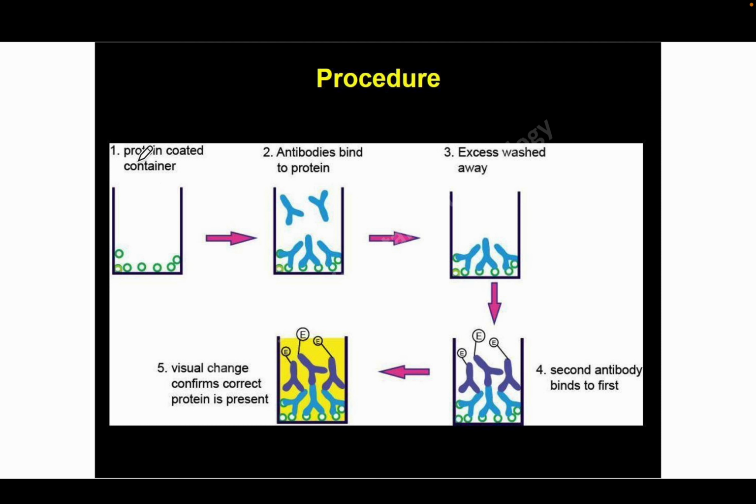Procedure: protein coated container. You have antibody bind to protein, excess washed away, and visual changes confirm the correct protein. So before that you have to add secondary antibody and then you add substrate, so visual change happens.